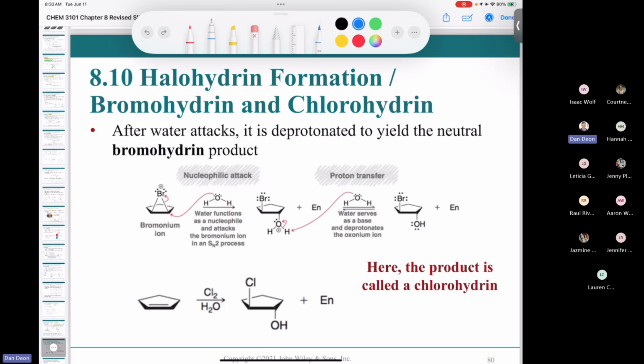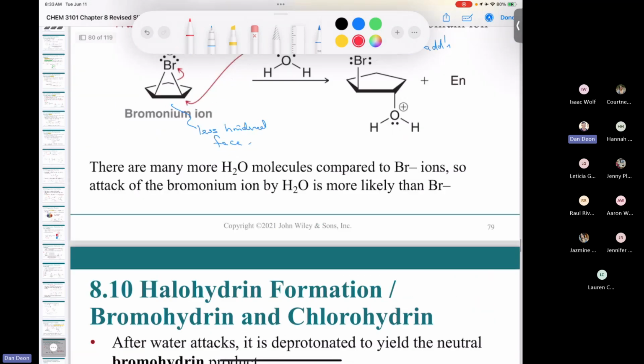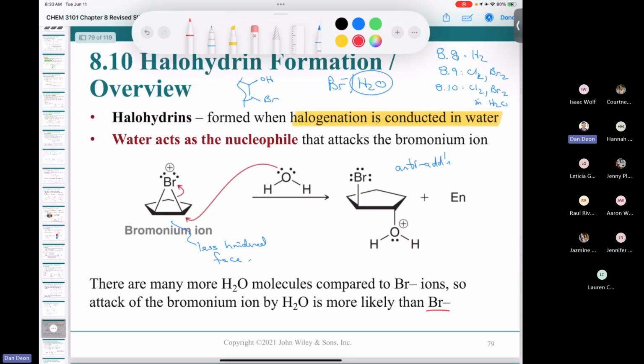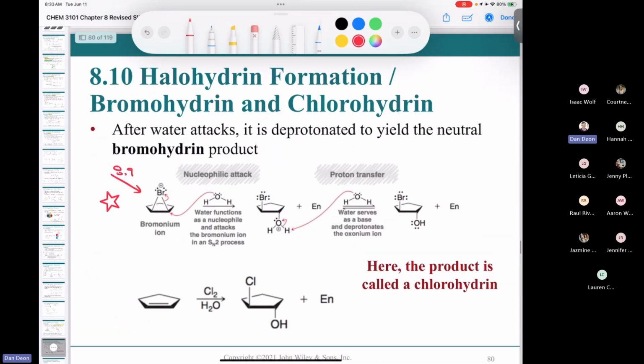Now, this is an important mechanism for you to know. First of all, we already talked about the formation of the bromonium ion in section 8.9. And then if you form a halohydrin, the water is going to come in and attack, not the bromide. It even says here on the slide, can the bromide attack? Yes, but there are going to be so few bromides compared to water molecules that statistically you're going to have way more nucleophilic attack by water molecules. We've covered the stereoselectivity here, that we get anti-addition. I think you all follow me on that.